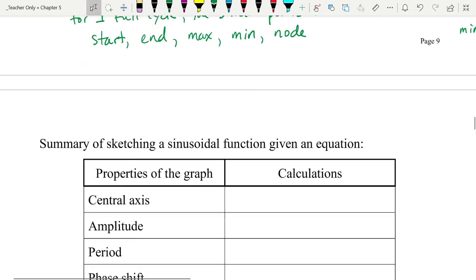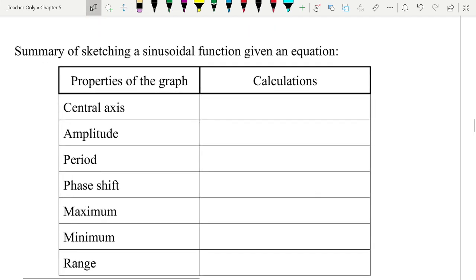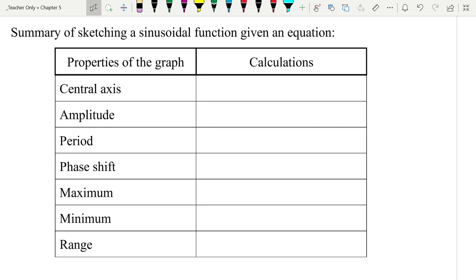Let's put together a little summary of what it looks like when you sketch these. How did I find the central axis? It's the D number. That's all it is. How did I find the amplitude? It's the absolute value of A. How did I find the period number? It's 2 pi divided by the absolute value of the B number, or 360 degrees divided by the absolute value of the B number, depending on whether you're graphing in radians or not.